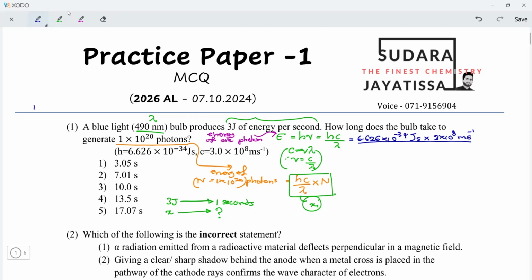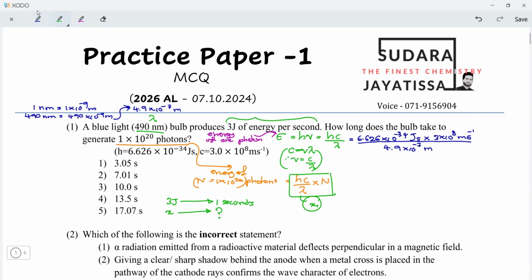You know that 1 nanometer equals 1 into 10 to the power minus 9 meters, isn't it? So 490 nanometers is equal to 490 into 10 to the power minus 9 meters. If you simplify it a little more, it is 4.9 into 10 to the power minus 7 meters. You can substitute this value for lambda. So let's do it now: 4.9 into 10 to the power minus 7 meters. Now you can easily see the units are cancelling off.